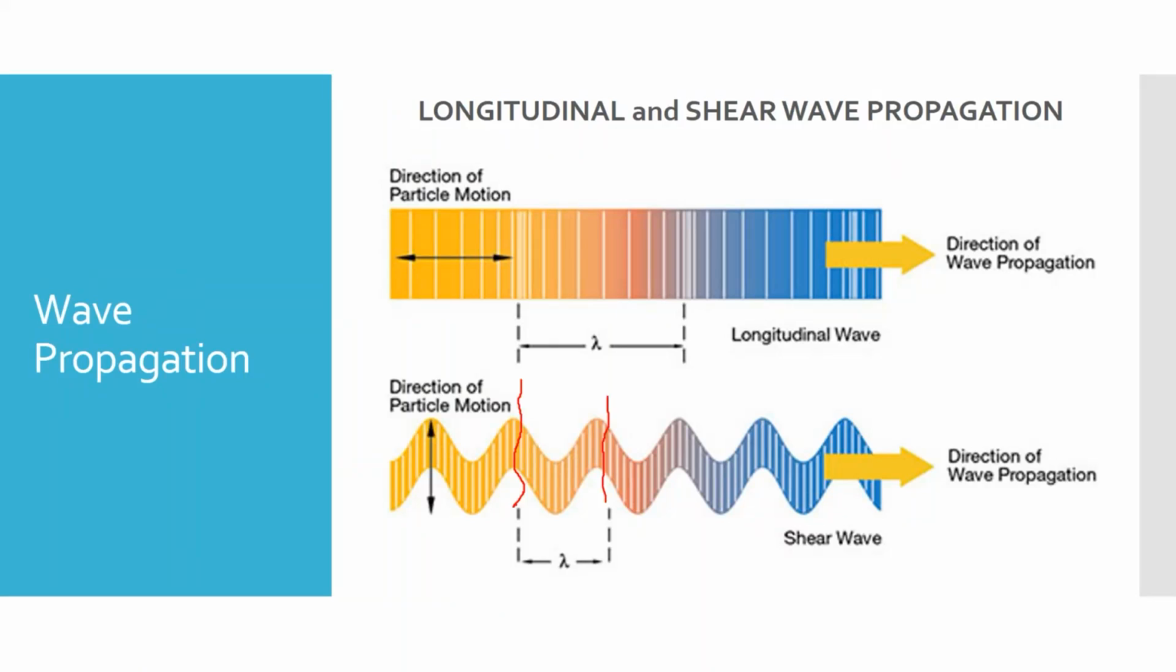The other part is the longitudinal wave. It's showing basically the point of greatest compression to the point of greatest compression. So that tells you your wavelength if you're looking at a longitudinal wave.